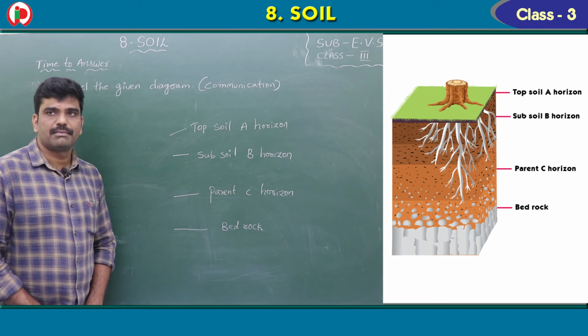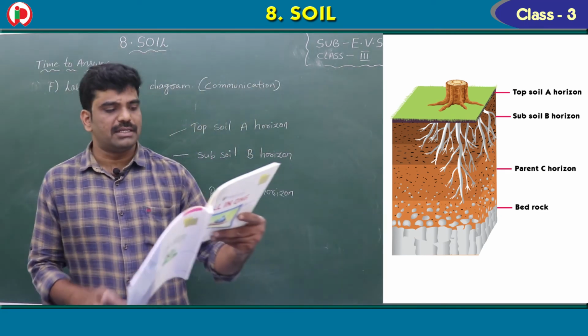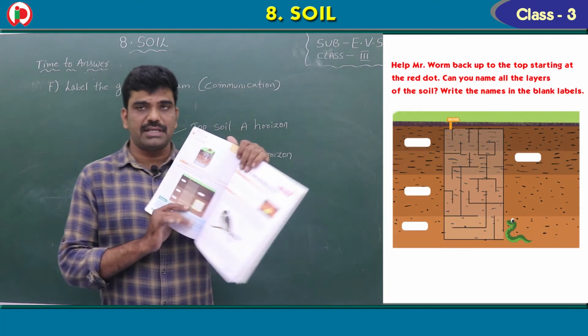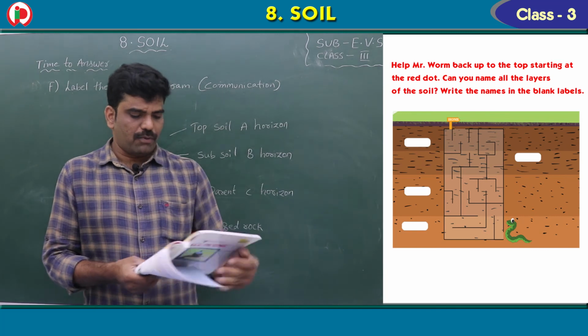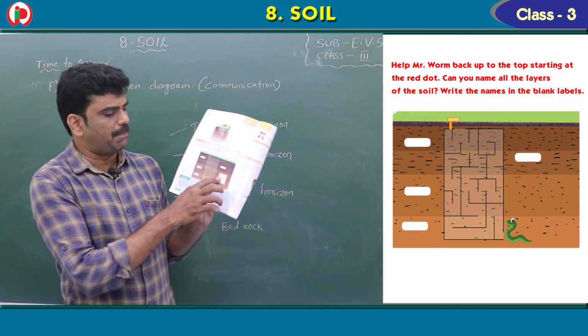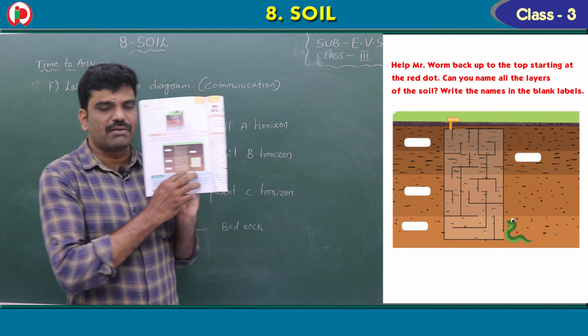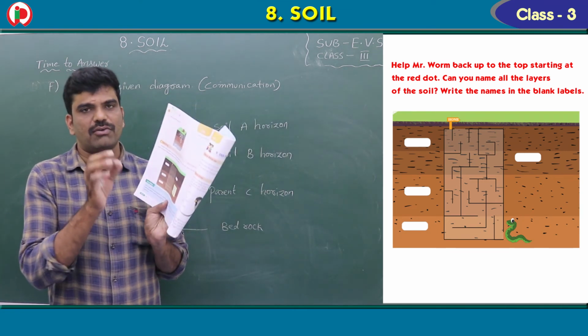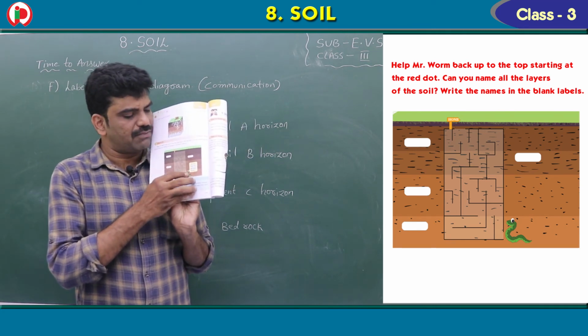Okay. Now after that you can see, children, it's a project work. Page number 56. Help Mr. Worm. What does he say here? Can you help me get back home? Now the worm is here, children. Now you have to help it get back. That is, home is here. You have to bring this worm to here.